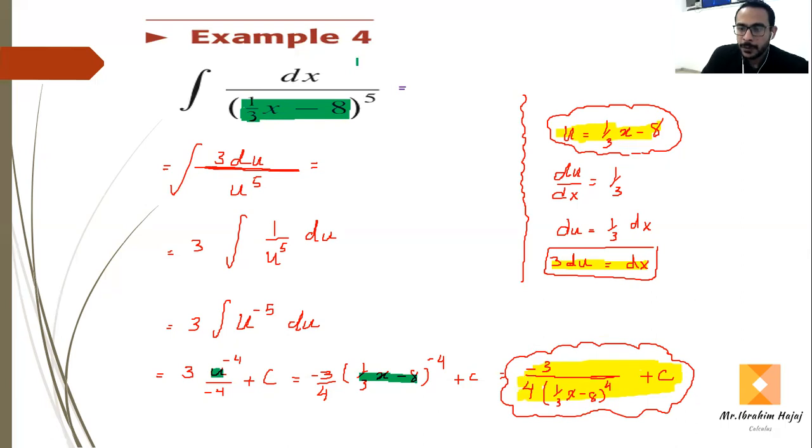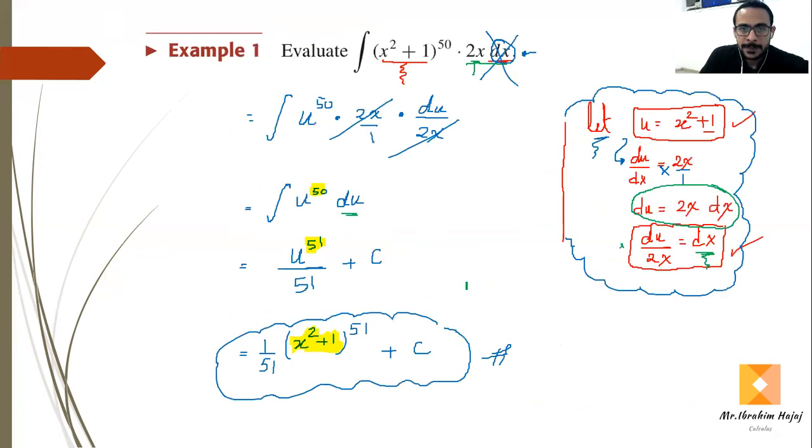Okay, now, before we move on, guys, and take more exercises, let me ask if you have any misunderstanding in any step or part. Any question? So till now we took 4 examples. The first example: evaluate the integral of x squared plus 1 all to the power of 50 times 2x dx. This is the first example in your book.